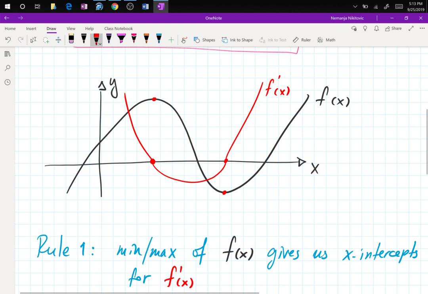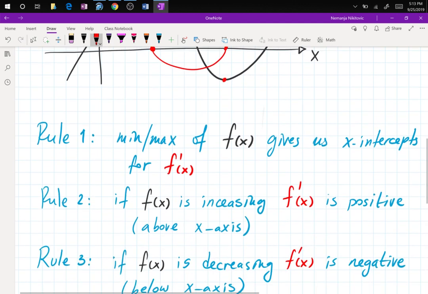So anytime the black line decreases, the red line is below x-axis. Anytime the black line increases, the red line is above x-axis. So those are the rules. You start with min and max. Min and max always have to cut through the x-axis, so that's where the zeros are. You start from those, and then you go through these rules.